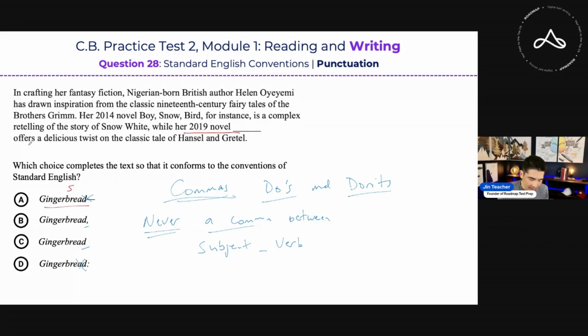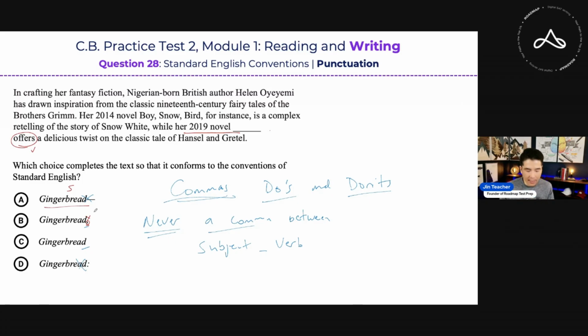What's the verb? Offers, right? So you never ever have a comma between the subject and a verb. Okay, let me say that again. You never put a single comma between the subject and the verb. You never have a comma between a subject and its verb.